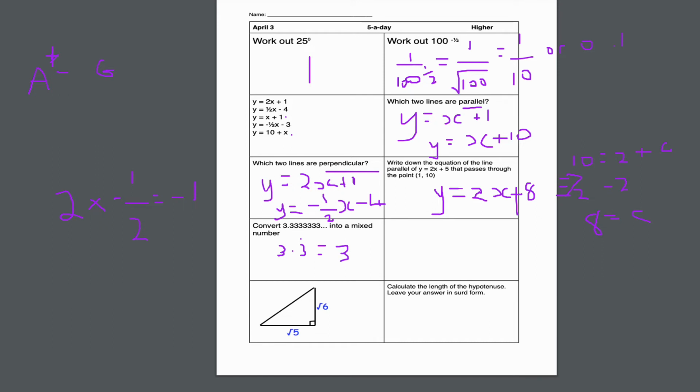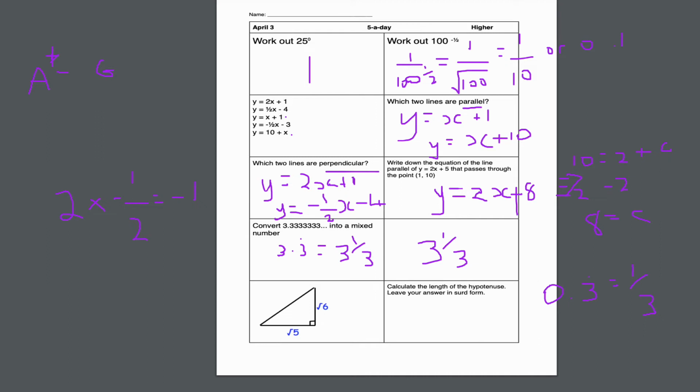Now 0.3 recurring. Those of you doing higher should know that that's equivalent to 1/3. You can check that on your calculator. So my answer is just 3 1/3. Okay, but there is an algebraic way of proving that, but I'm going to be a bit lazy today and just base it off the fact that we should know that 1/3 is equal to 0.3 recurring. So this is looking at recurring decimals and numbers.